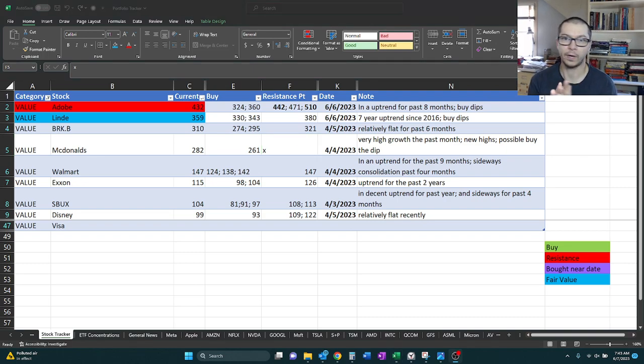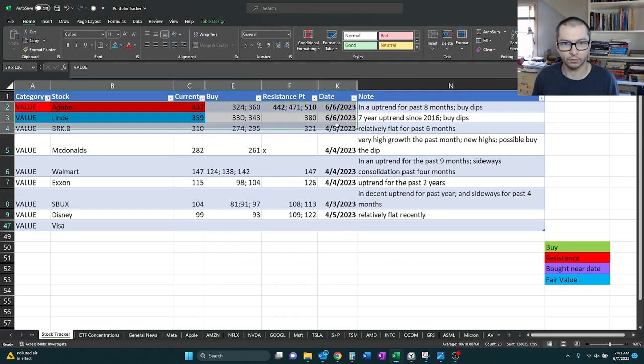Hey, so I wanted to pivot into our value type stocks, and that's what's currently on the screen. We have about nine. I kind of got a jump start on a couple of these because during this video, I want to focus on these three. So I already looked at Adobe and Linde. This is the summary already for those two.